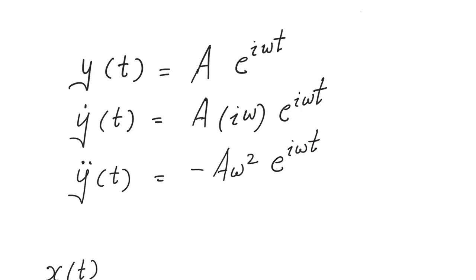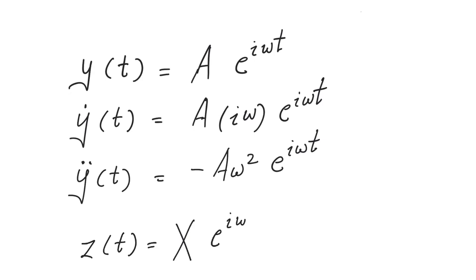Now, we can assume that since the excitation is having a frequency of omega, the response will also have the frequency omega. That was in words. Now putting that into an equation, we can assume that z of t, the variable which we are looking at, can be assumed as capital X, which will be the amplitude, capital X e raised to i omega t.